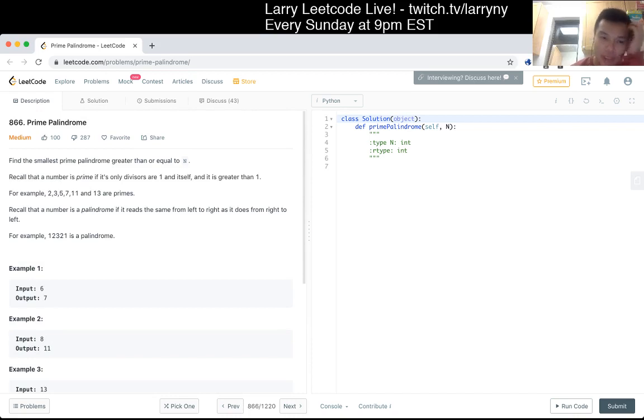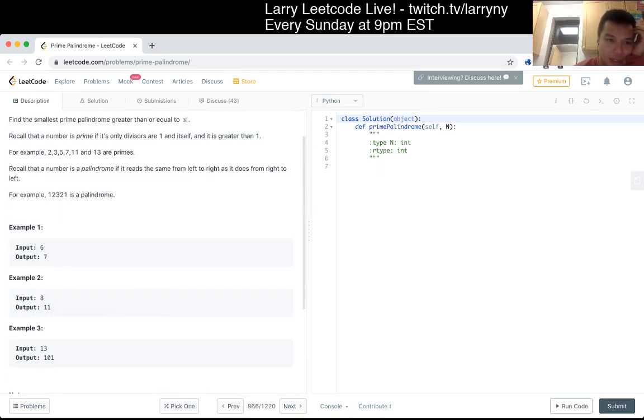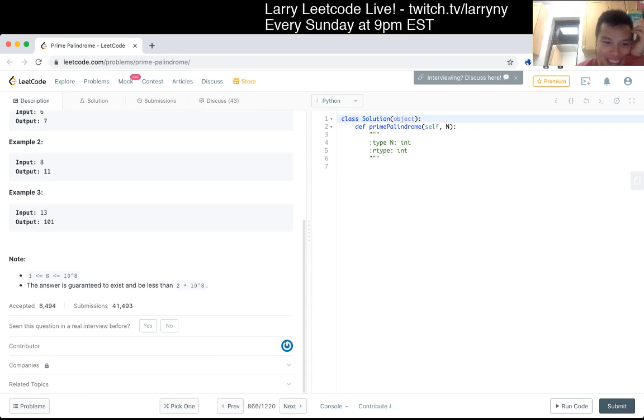So I think one key thing is to figure out how to do it, which is maybe more interesting. The naive way is just while n is not a prime palindrome, n plus plus or something like that, right? But it'll probably time out, especially up to 10 to the 8.